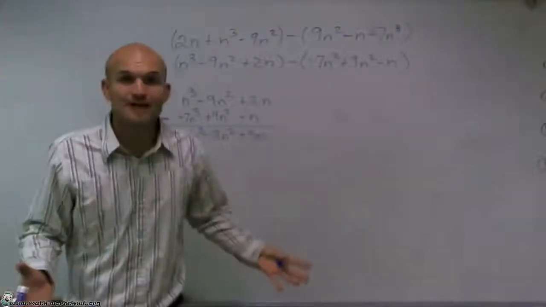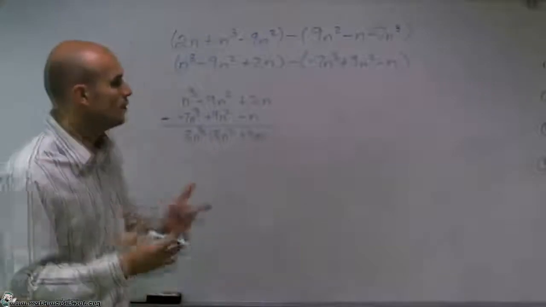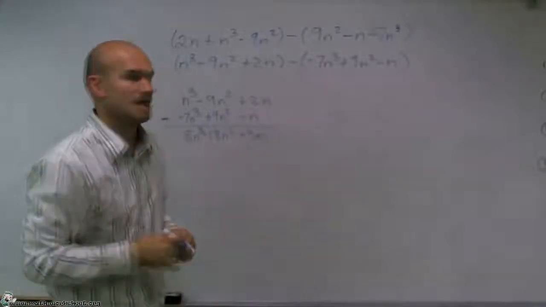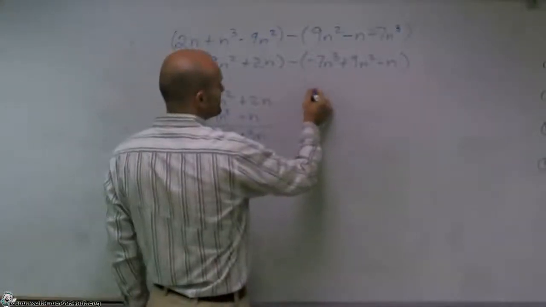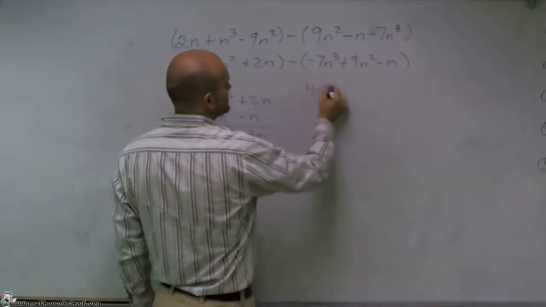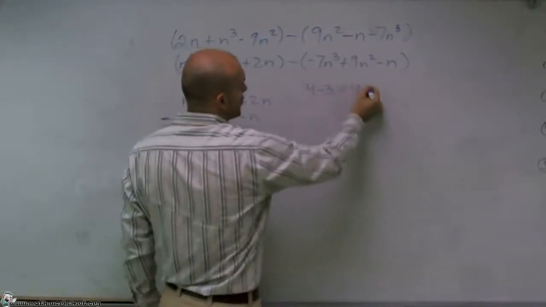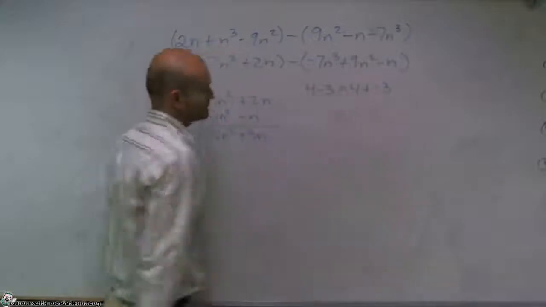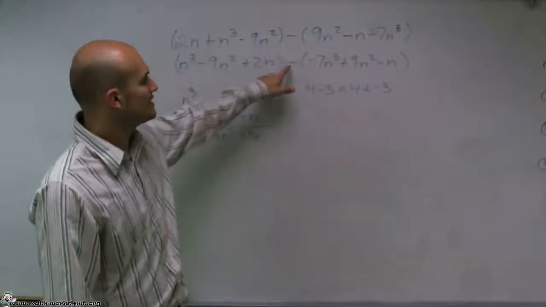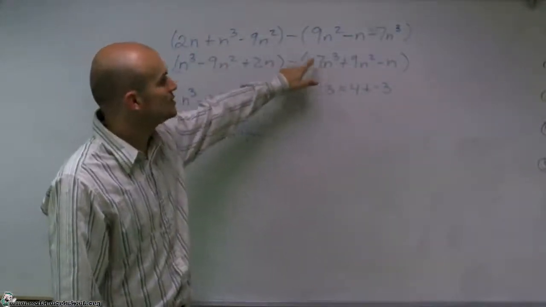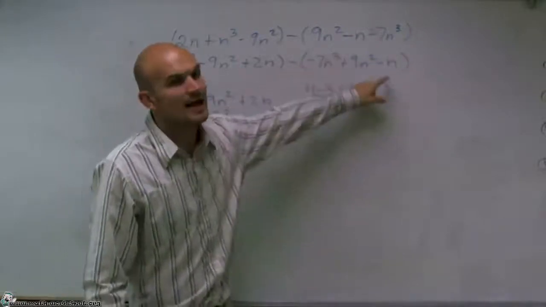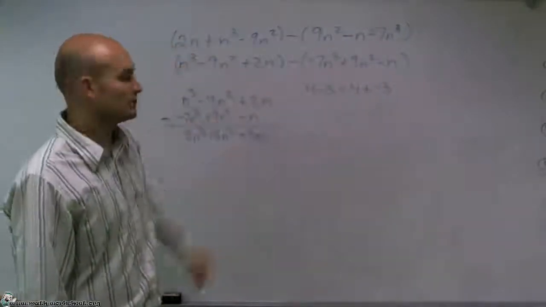Now, if you don't like subtraction at all and you would much rather do addition, we can change this to an addition problem. The way we can do that is I can write 4 minus 3 is equal to 4 plus a negative 3. So I'm going to distribute this negative sign to each one of these terms and then add vertically like I did over here.